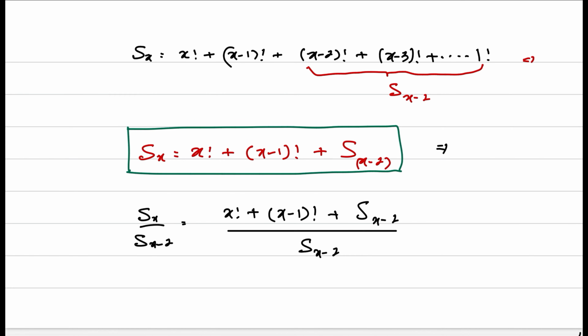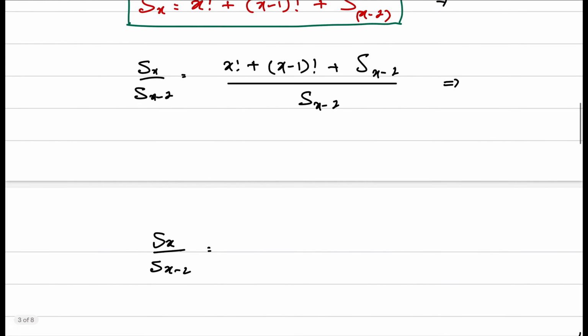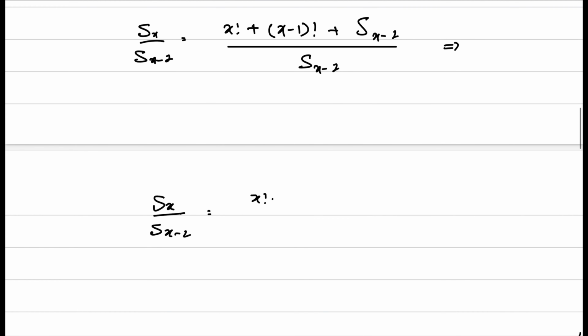Now, this implies Sx by Sx minus 2, which is the question given, is equal to factorial x plus factorial x minus 1, whole divided by Sx minus 2, plus 1, since Sx minus 2 by Sx minus 2 is equal to 1. Then, what is the value of factorial x?